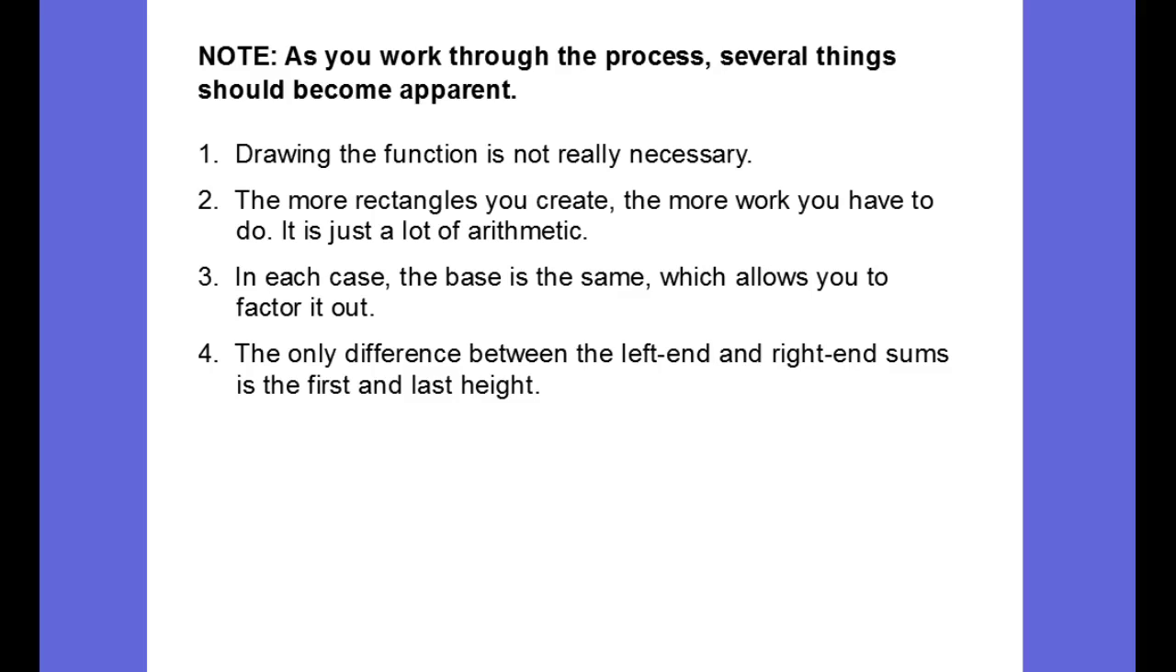Number 4, the only difference between the left hand and right hand sums is the first and last height. So for the left hand sums, we leave off the last one, and for the right hand sums, we leave off the first one. But let's think about intuitively what happens in terms of our approximations. When is it going to be an underestimate? When is it going to be an overestimate?